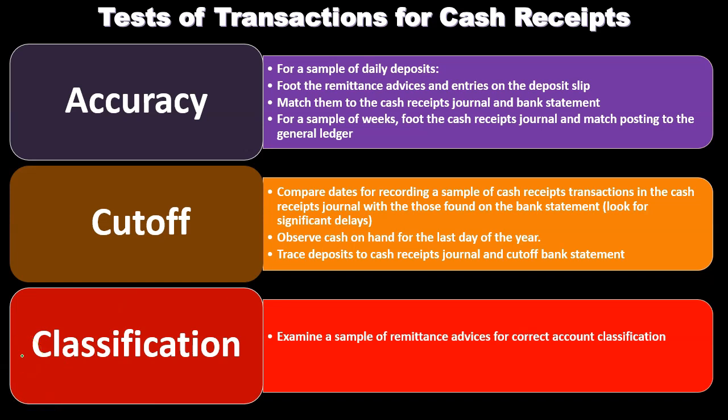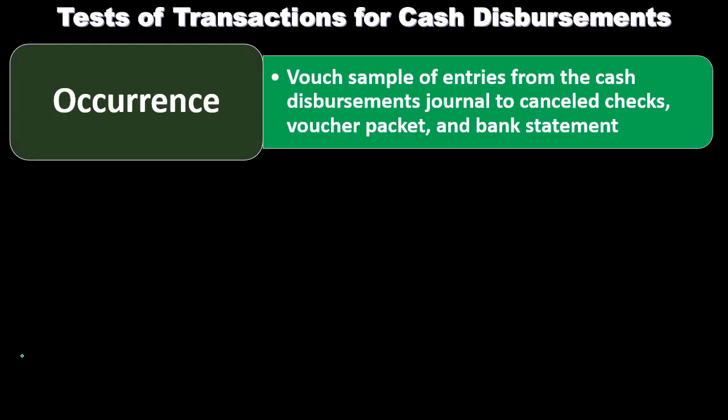Then we have the assertion of classification. We're going to examine a sample of remittance advices for correct account classification. So we'll examine the remittance advice and see if we have the correct classification related to it.